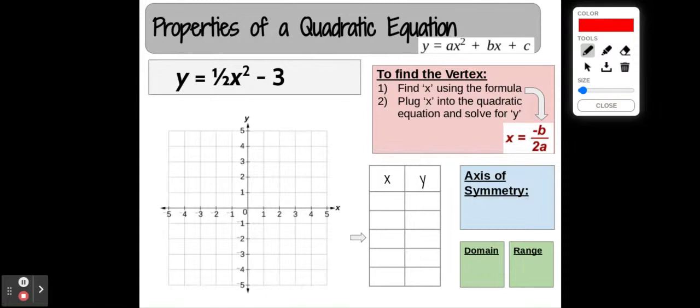Hi there. In this video, we're going to be graphing a couple quadratic functions. We're also going to look at the properties of the quadratic function that we graph, like our axis of symmetry. We're going to name our domain and the range of the function as well. So let's get started. In the blank space of your notes, I want you to write this quadratic equation.